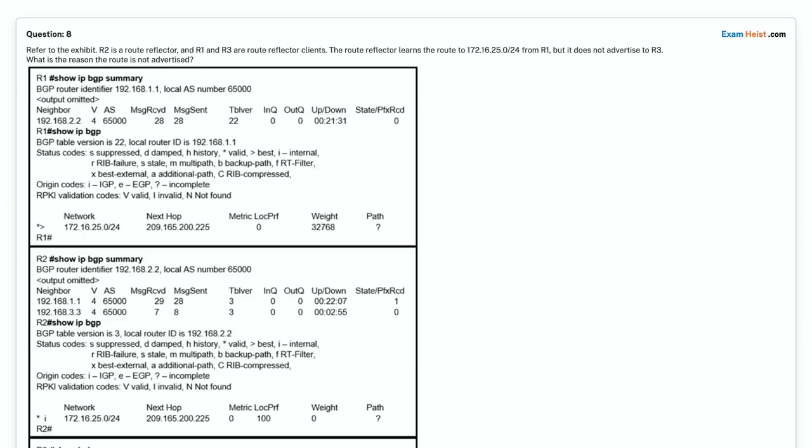Choose the correct answer. Correct answer is option A. R2 does not have a route to the next hop, so R2 does not advertise the prefix to other clients.